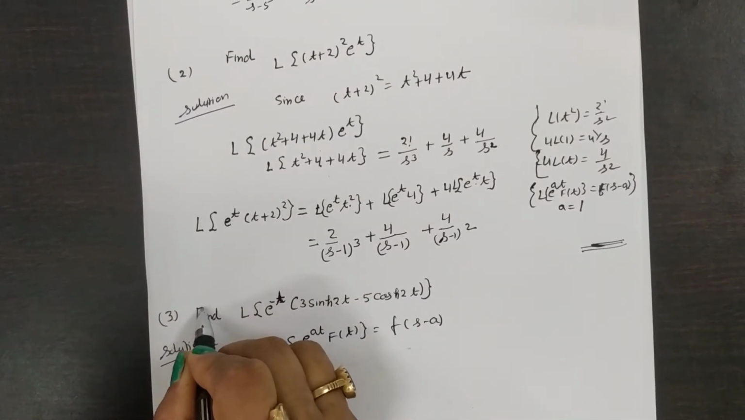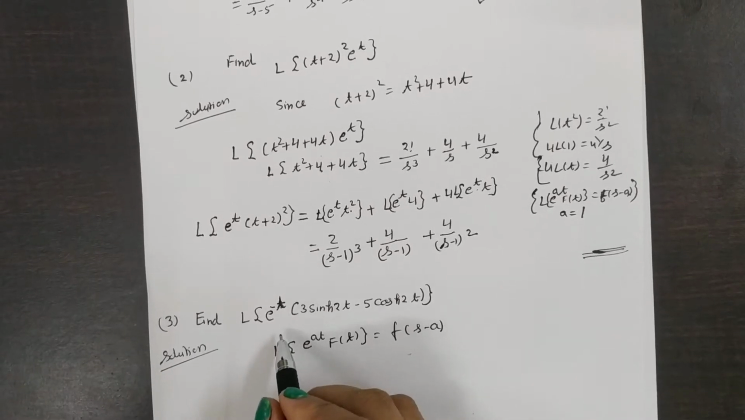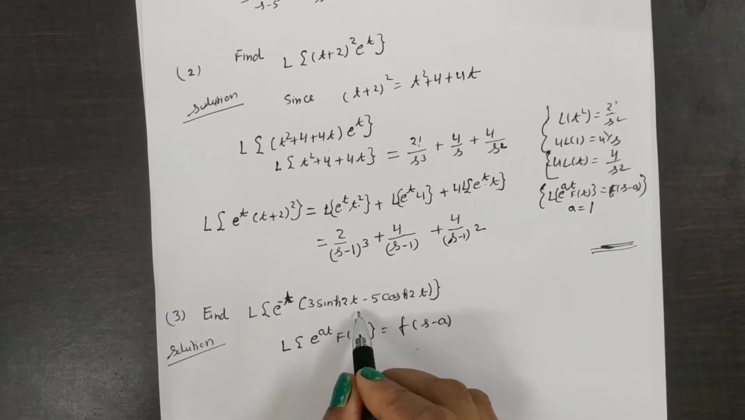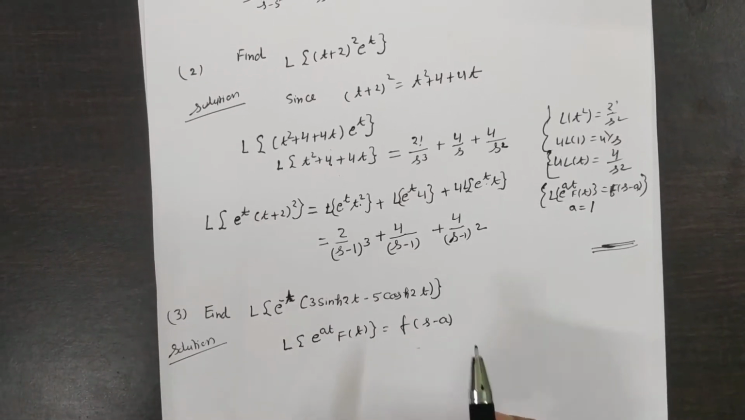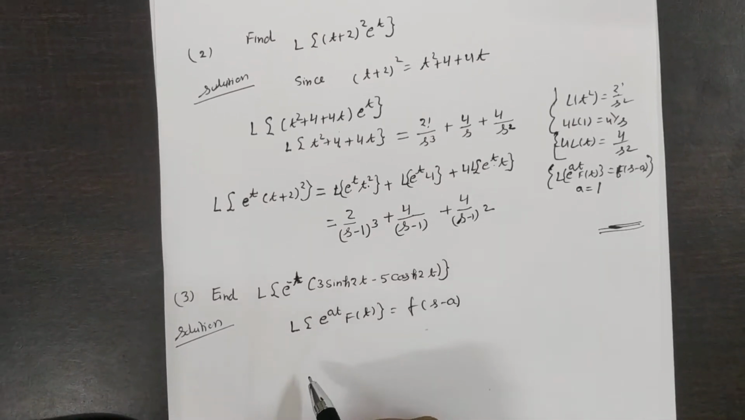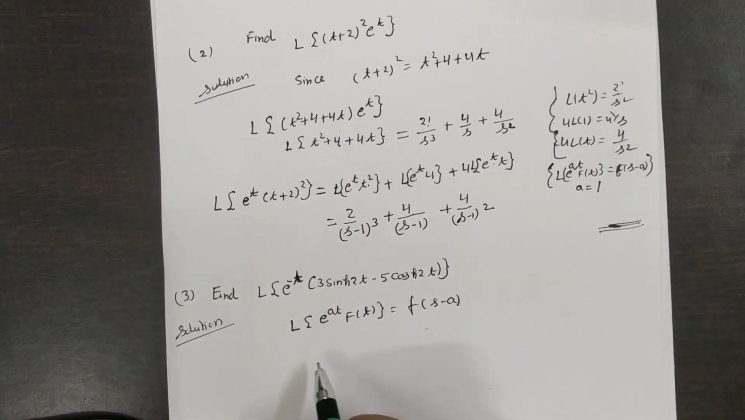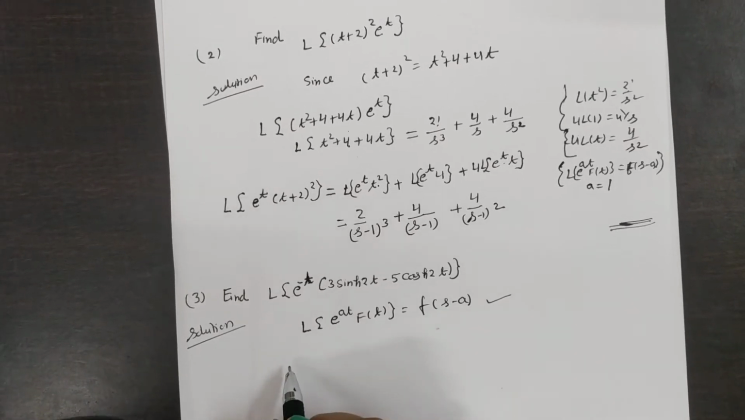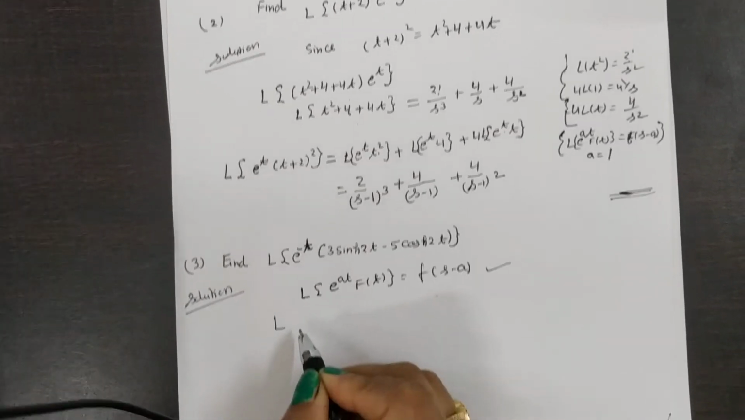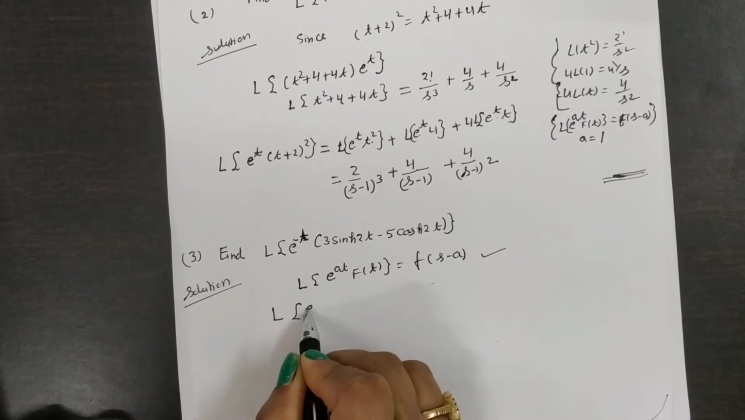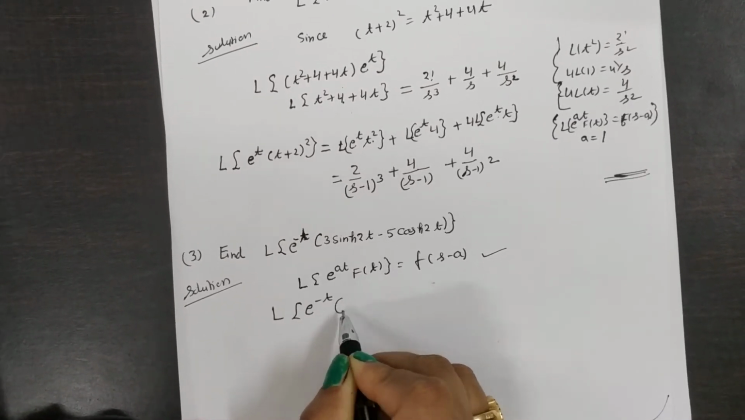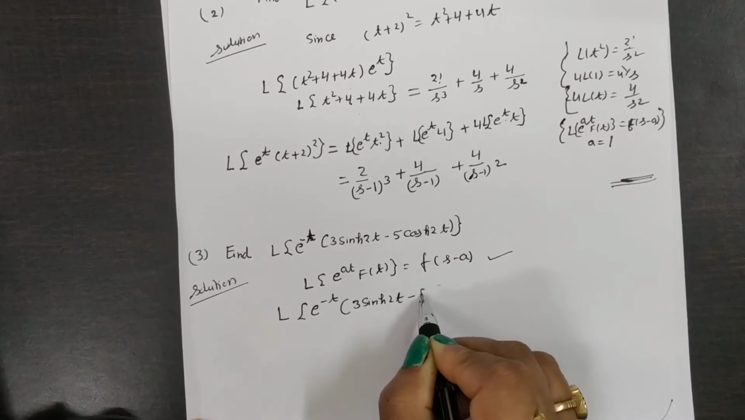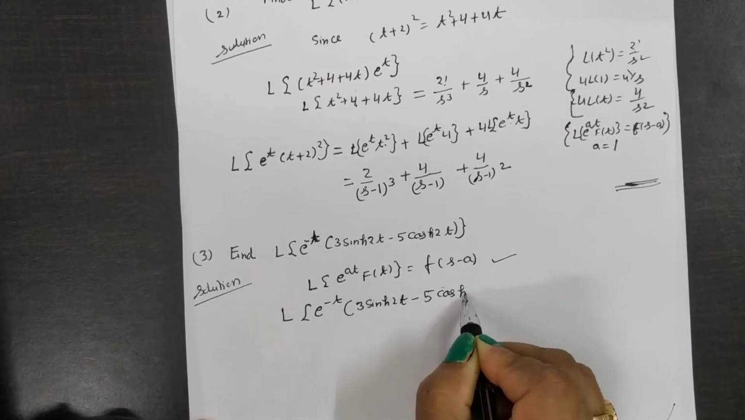Find the Laplace of e to the power minus t times 3 sine hyperbolic 2t minus 5 cos hyperbolic 2t. You solve this problem, or you find out the Laplace transformation. Using this shifting property you can solve this problem easily, because this is Laplace of e to the power minus t, 3 sine hyperbolic 2t minus 5 cos hyperbolic 2t.